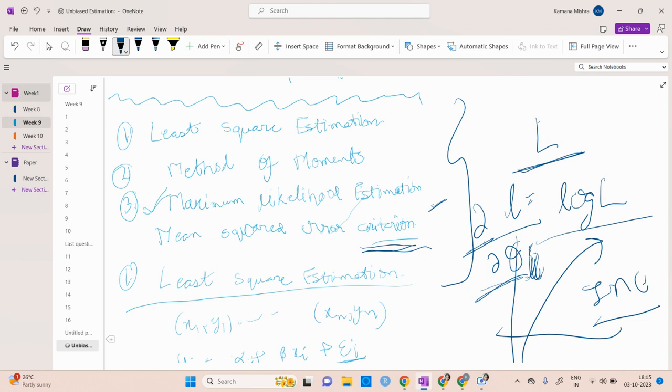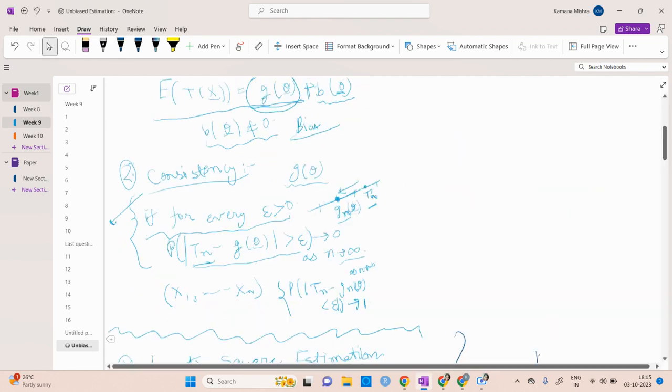And then the method of moments: we firstly write in terms of moments, and then by using the method of moments we find the estimator. And least square estimation is nothing but we write xi and yi, and then we minimize the error. We take the square of the error and then we take the least value.